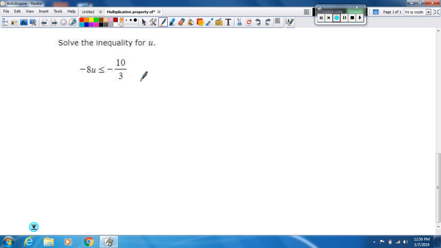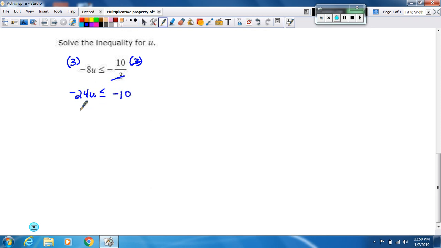The next one, I have a 3 in the denominator, so I'm going to get rid of that. So 3 times negative 8u is negative 24u, is less than or equal to, top cancels with bottom, negative 10.